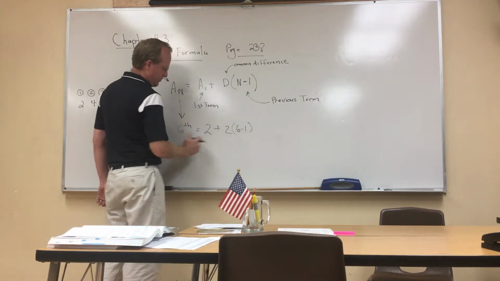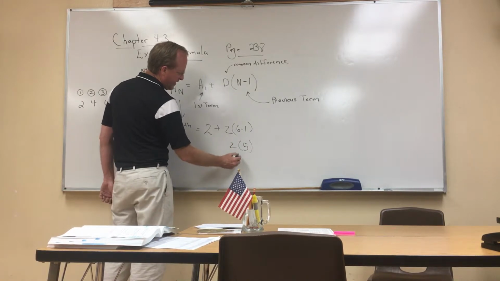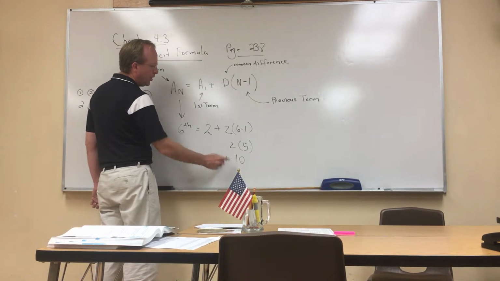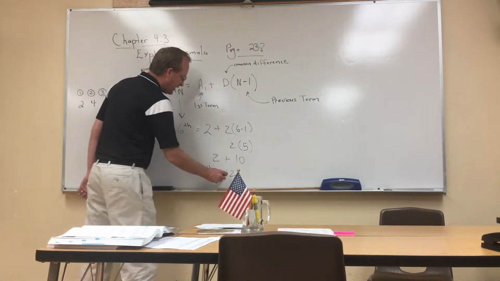So let's do the math here. 6 minus 1 is 5. 2 times 5 is 10. We still have this 2. 2 plus 10 is 12. The sixth term is equal to 12.